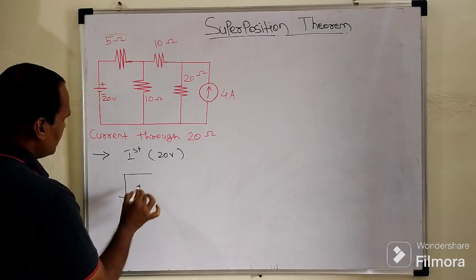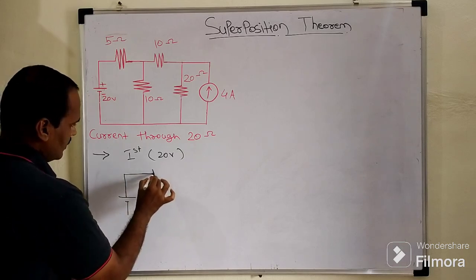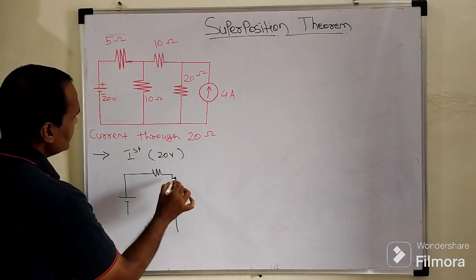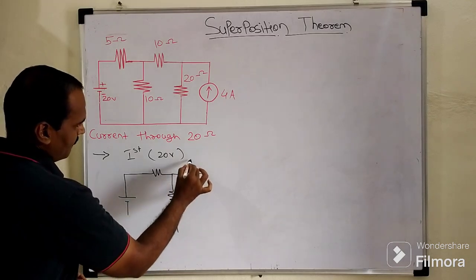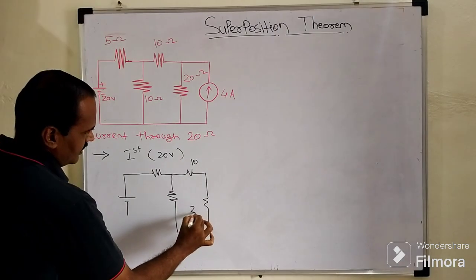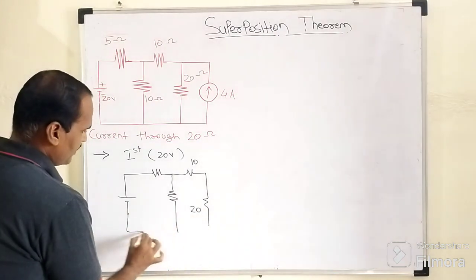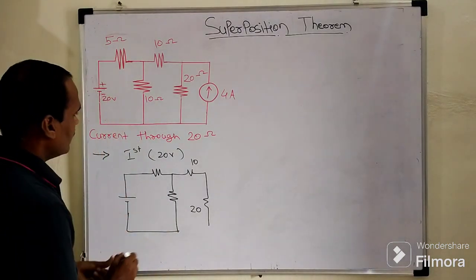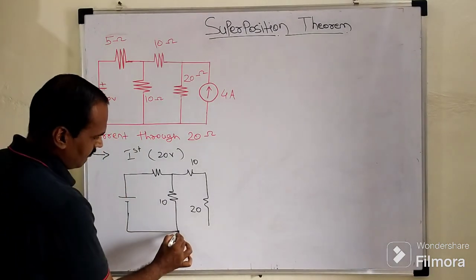This is the 20 volt battery. This is the 5 ohm resistor. This is the 10 ohm resistor. Again, this 10 ohm resistor. And this is our target resistor of 20 ohm. This is the 10 ohm resistor.